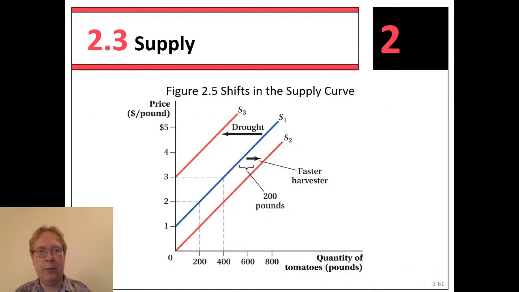For example, if there's a faster harvester, it becomes easier to harvest tomatoes. Then at a given price, people now want to provide more tomatoes. But if there's a drought, then at the same price, people are able to supply fewer tomatoes. So in the first case, the supply function shifts to the right. In the second case, supply shifts to the left.